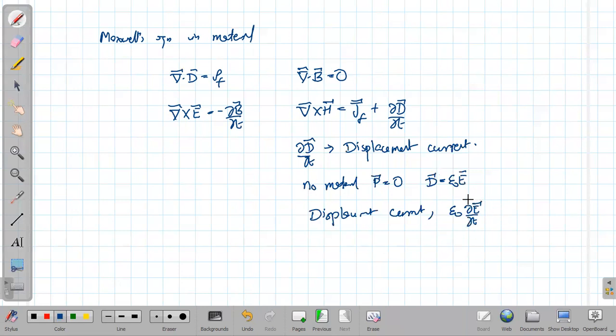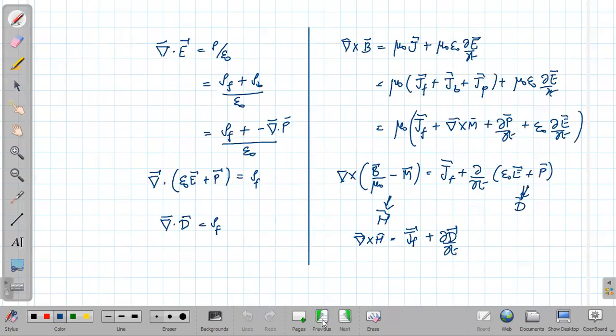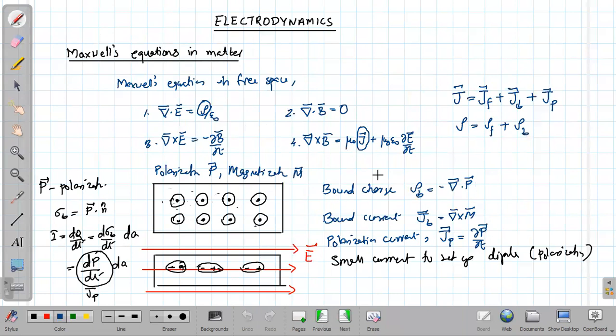Okay, so why I am writing this is sometimes they may ask about displacement current. Displacement current is usually ∂D/∂t, and in the absence of material, the displacement current can be written as epsilon 0 ∂E/∂t. Its relevance becomes very clear here: we have mu 0 J plus mu 0 epsilon 0 ∂E/∂t. So I can write it as mu 0 in common, J plus epsilon 0 ∂E/∂t.